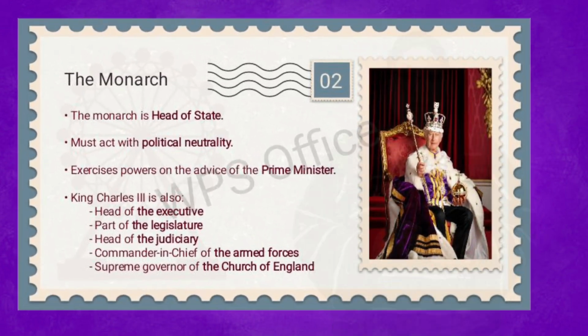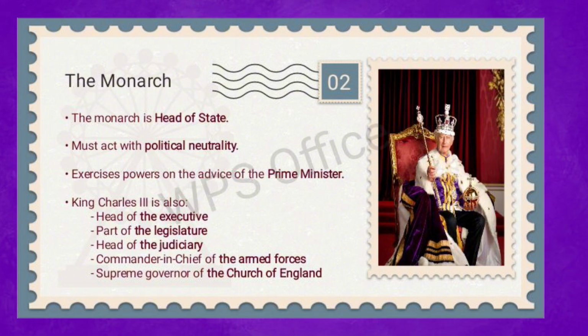As head of the executive, he formally appoints the prime minister. So in practice, he must invite the leader of the political party that won the most seats in the House of Commons. As part of the legislature, he gives royal assent to bills passed by Parliament. This is a formality today, but it's a symbolic reminder that laws require the unity of Crown and Parliament.